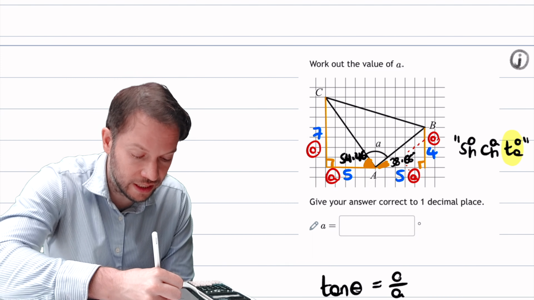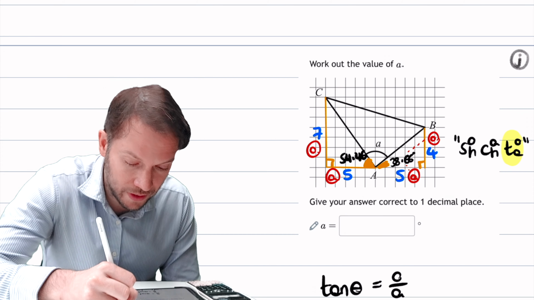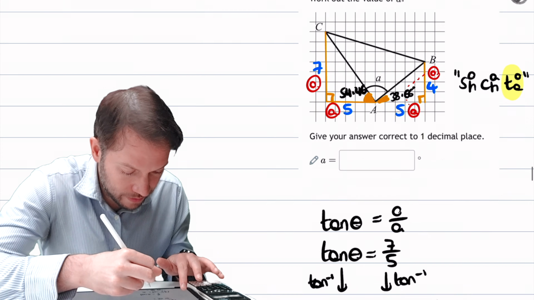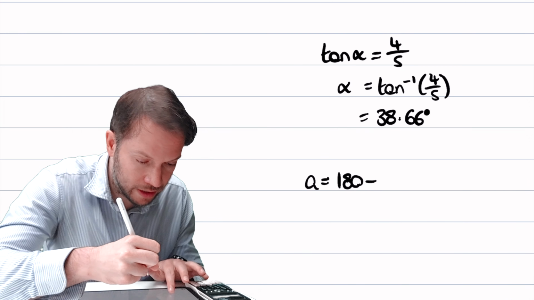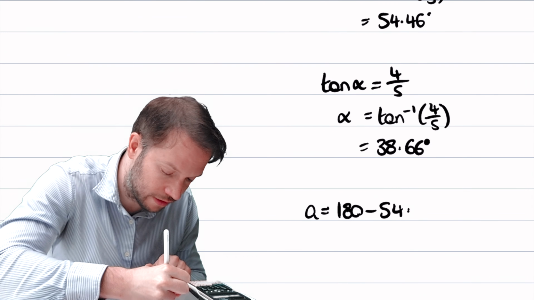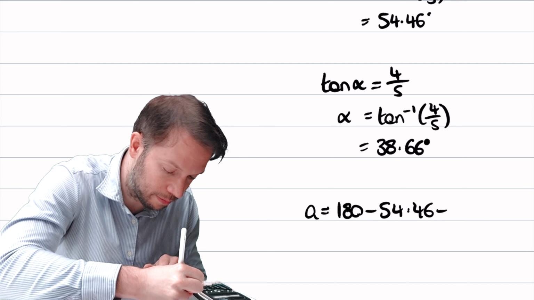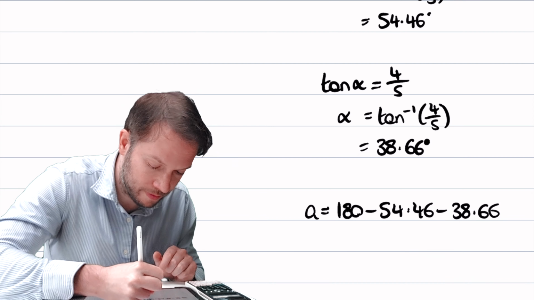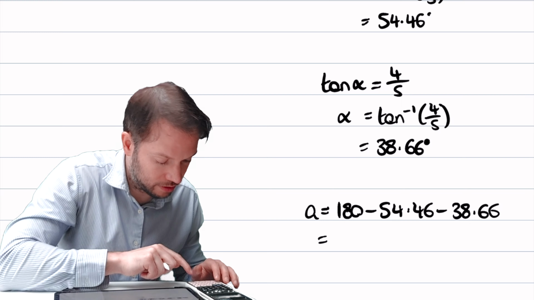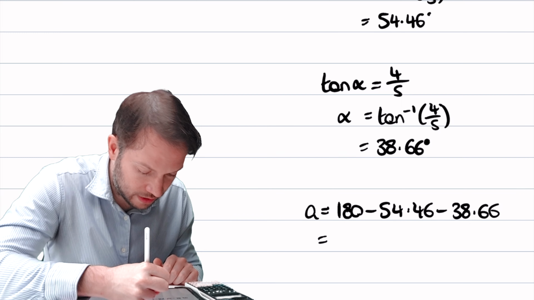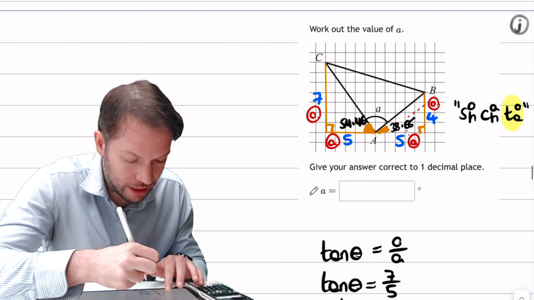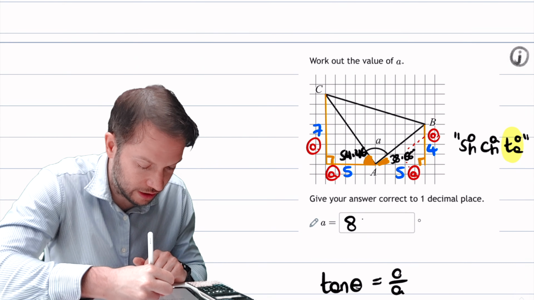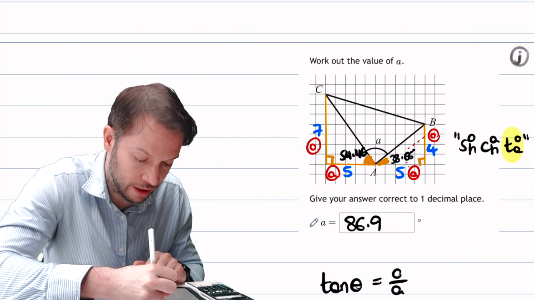these 2 from 180 to get this A here. So A is equal to 180 minus 54.46 minus 38.66. And that is going to be 86.9 degrees to 1 decimal place. So it is 86.9, and that is the final answer.